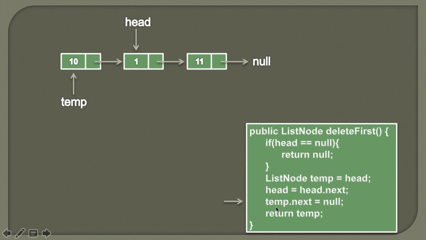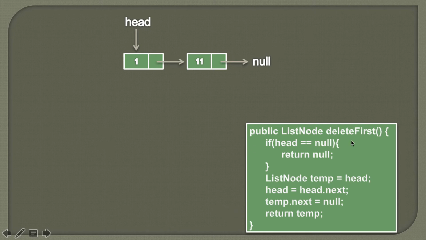In order to break this linkage, we simply assign null value to temp next. Temp is pointing to this node and its next is pointing to the second node, so we need to break this linkage. After assigning null, it would look something like this. You can see we have completely separated the first node from the singly linked list. At the last step, we simply return this temporary list node. After deletion of the first node, our linked list has only 2 nodes with a new head pointing to the second node, which has now become the first node of the singly linked list.